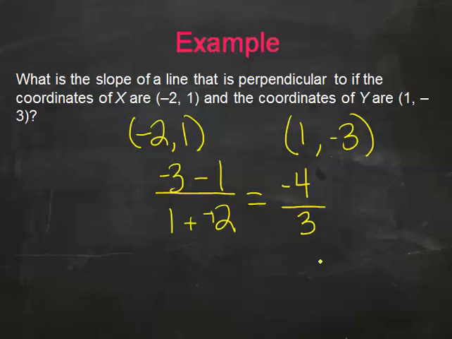over 3. And remember, for the lines to be perpendicular, we have to change our sign. So it's going to go from negative to positive, and then I want to flip my fraction, making it 3 over 4. So if a line were to be perpendicular to the coordinates given to us at the very beginning, it must have a slope of 3 over 4.